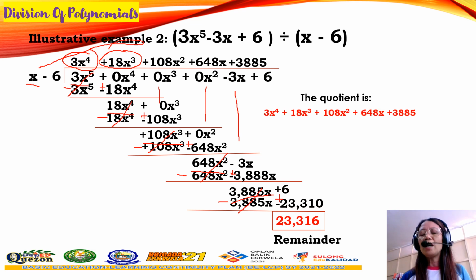So, express your final answer. The quotient is 3x to the fourth plus 18x cubed plus 108x squared plus 648x plus 3,885. Remainder, 23,316 over x minus 6. So, ulit-ulitin nyo lang to kung medyo kayo ay nabilisan. Ano?